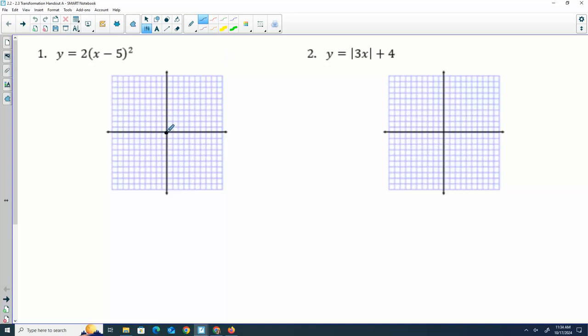X squared. 0 squared is 0. 1 squared is 1. Negative 1, 1. You have graph paper. It's not hard if you want to do some more. 2, 4, negative 2, 4. So we have this graph.